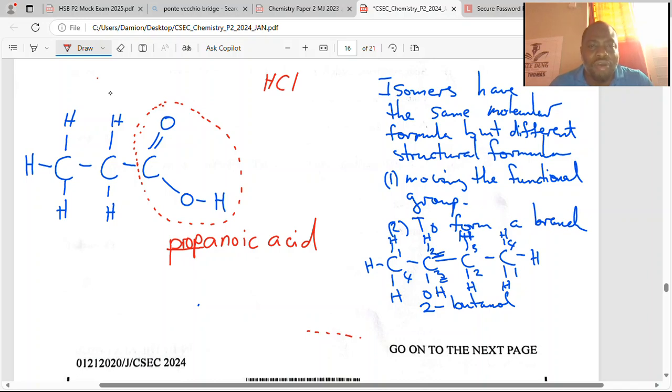Hydrochloric acid. What is the name of the acid here? If this is hydrochloric acid, what is the name of that one here? Hydrobromic acid. So what is the name of the acid here? Sulfuric acid. Go again. What's the name of this? Sulfuric. All right. So what is the name of this one?